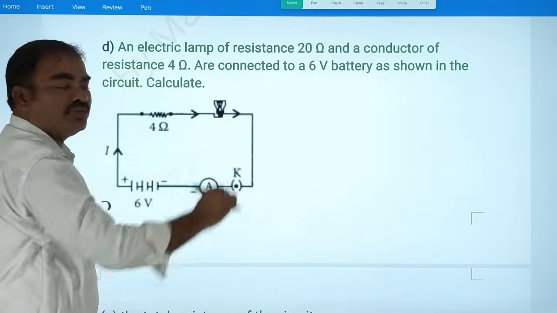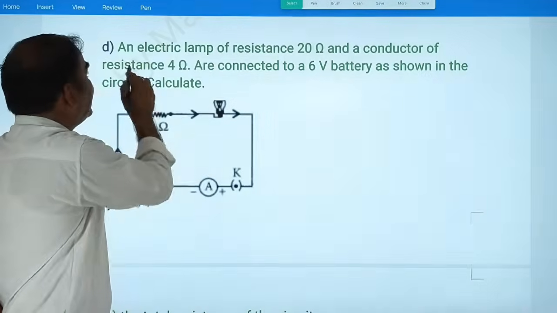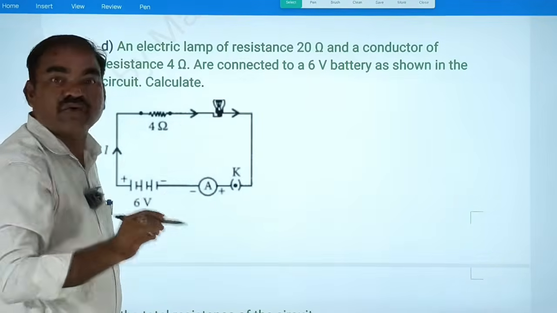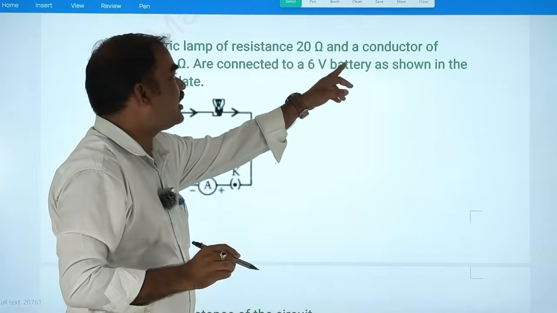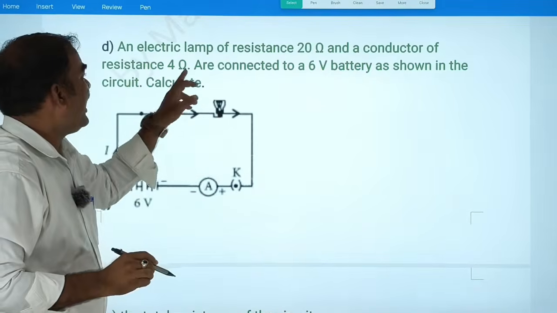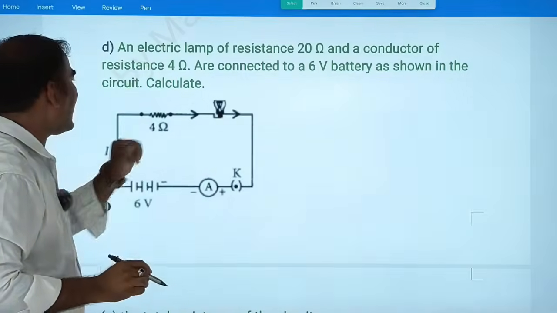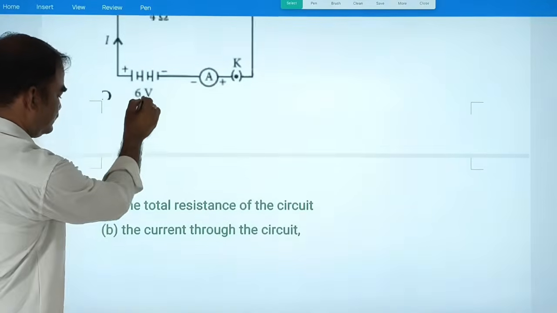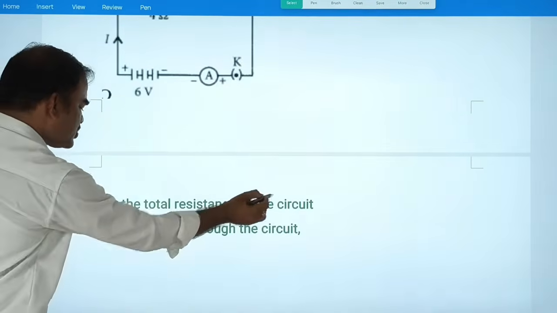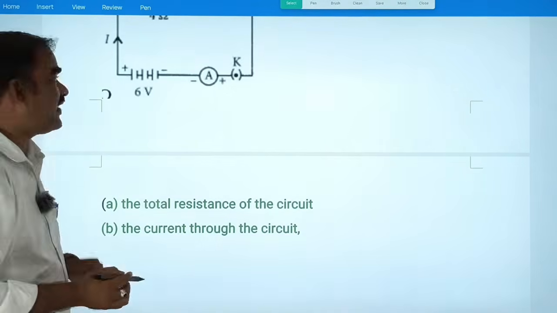Next, another numerical example we are going to discuss here. An electric lamp of resistance 20 ohm and a conductor of resistance 4 ohm are connected to a 6 volt battery as shown in the circuit. Calculate the total resistance of the circuit and the current through the circuit. Total resistance you have to find.